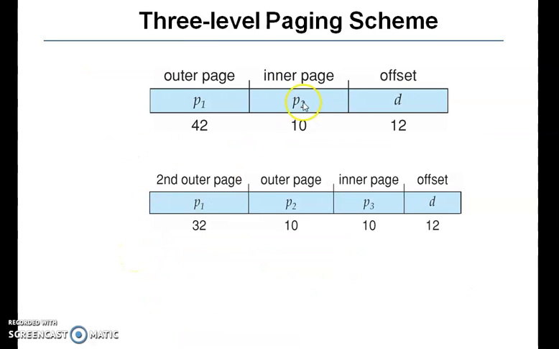Here the first diagram shows the 2-level mapping and the second diagram shows the 3-level. In the 2-level, we have the outer page P1 of 42 bits, inner page P2 of 10 bits, and offset D of 12 bits. In the 3-level, we divide this outer page into multiple levels. So when the 42 bits are divided here, the second outer page contains P1 of 32 bits and P2 of 10 bits. That is 32 plus 10, that is 42 here. And the inner page table, as usual, is 10 bits and the remaining D is 12 bits.